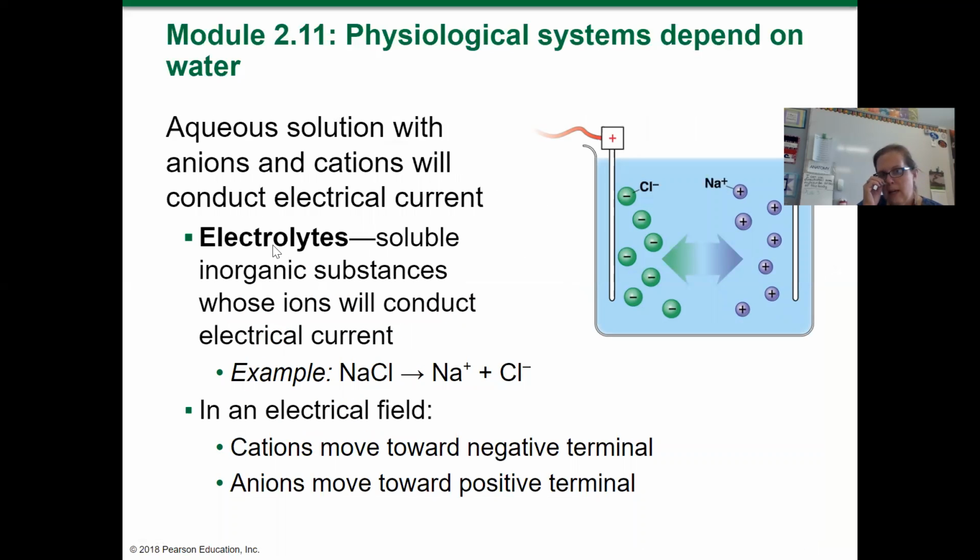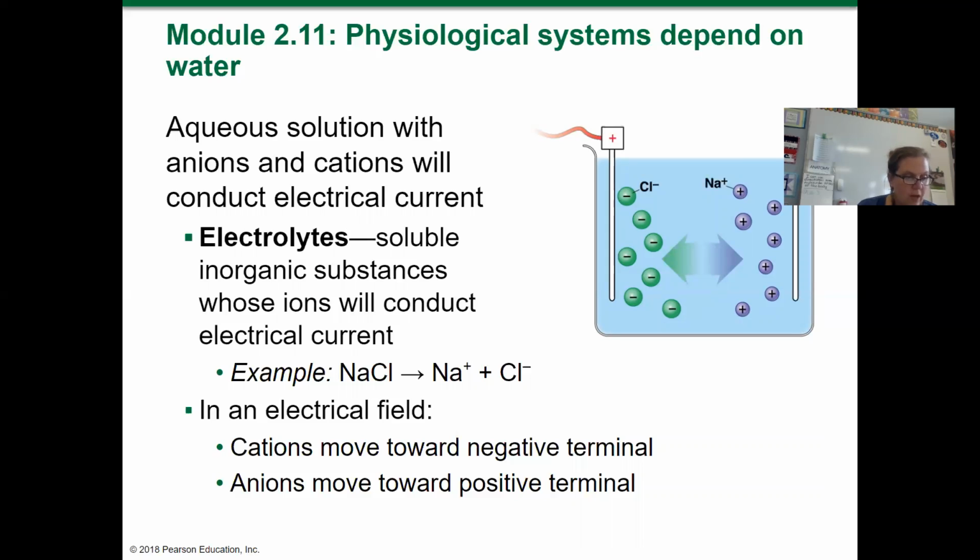Aqueous solutions with anions and cations also conduct an electrical current. And this is important when we start talking about some of these physiological systems that actually depend on a difference, a gradient in these ions. Electrolytes are these inorganic substances that will dissolve in water, and the ions will conduct an electrical current. There are a lot of salts, not just sodium chloride, like calcium chloride. These are electrolytes. In an electrical field, the cations, because they are positive, will move towards the negative side, and the anions will move towards the positive side.